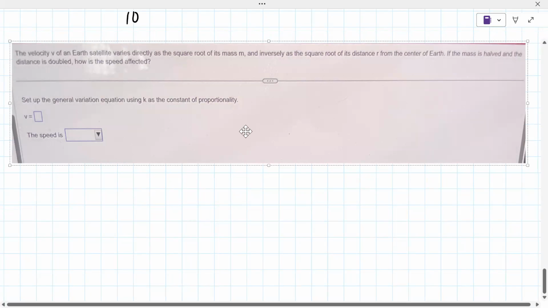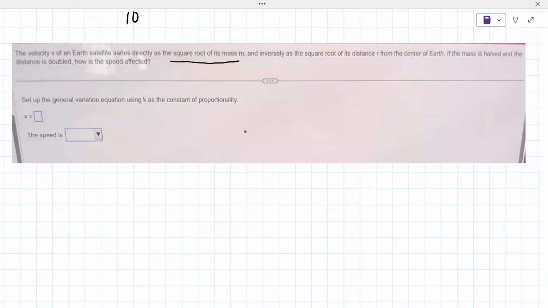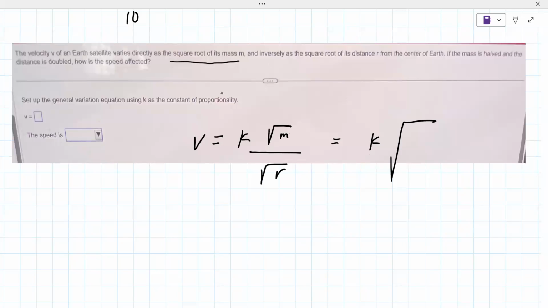All right, the velocity of an Earth satellite varies directly as the square root of the mass m, and inversely as the square root of the distance r from the center of the Earth. So the setup here is to write the equation. Velocity is directly, so that's k square root of m, and inversely square root of r. The other way this could be written is k square root of m over r, if you wanted to combine these.